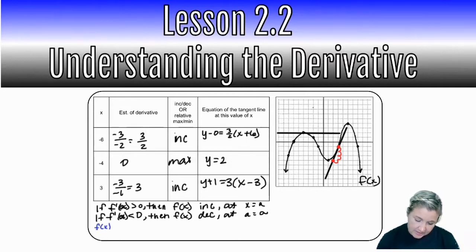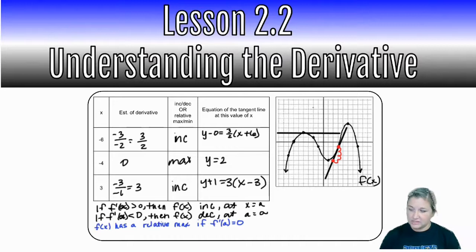So f of x has a relative max if the derivative at a is equal to 0 and f prime of x, the derivative value, changes from positive to negative. So if the derivative goes from positive to negative, then you would have a relative max. And so remember, derivative, slope of the tangent line, if it goes from positive to negative, then you have a relative max.